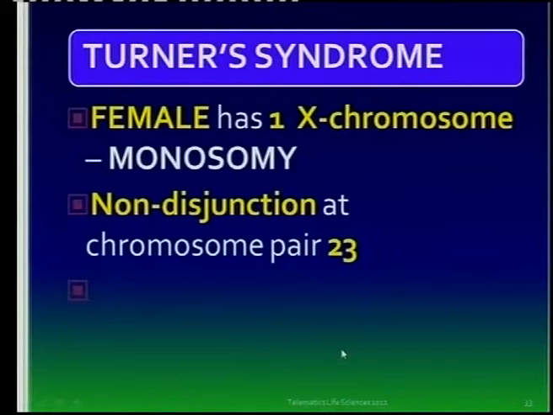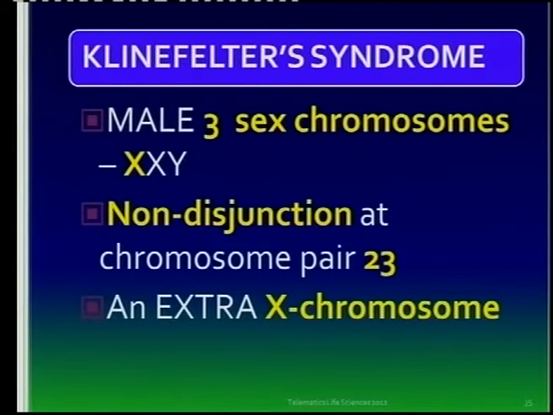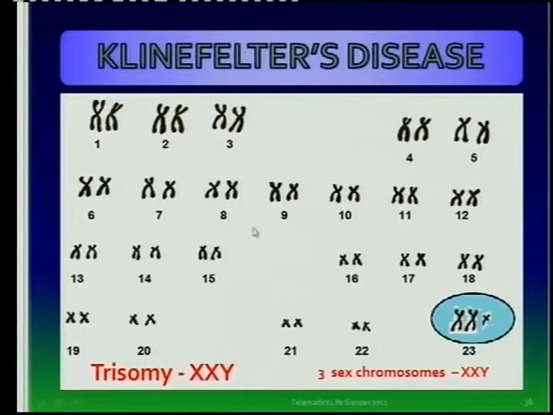Turner syndrome is where there is a problem with the sex chromosomes, and that is where the female has 1 X chromosome missing. That is because of what they call non-disjunction at chromosome pair 23. And we'll show them now. There you've got it, only the 1 X. Klinefelter is where there is an extra sex chromosome. Then the male has got an extra X. It's also because of non-disjunction at chromosome pair 23. There you can see Klinefelter, 2 X and the Y.